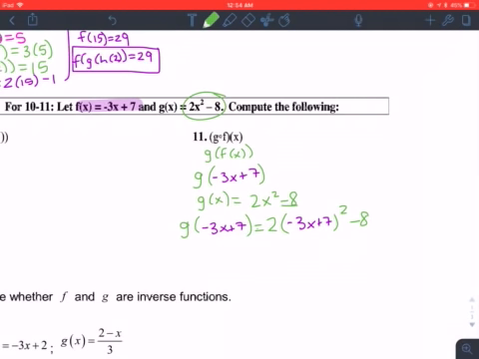Okay, so now all I need to do is simplify this. And remember PEMDAS, you're going to do parentheses first, nothing we can do inside there. Exponent, we would square that, so we'd FOIL it. And then we multiply our 2 and then subtract the 8. For now, I'm good with you just leaving it in this form.